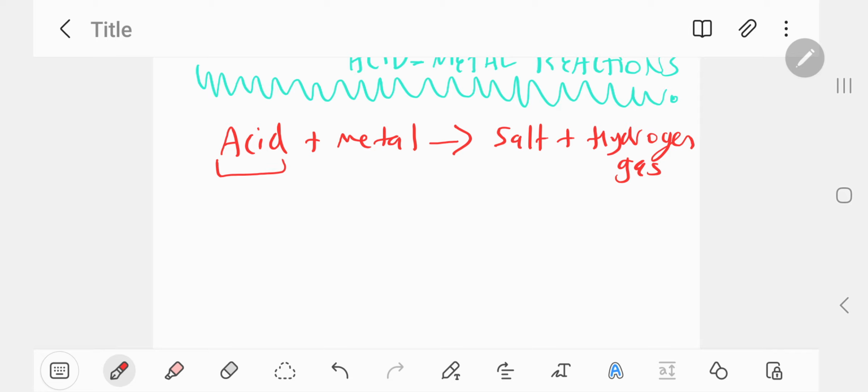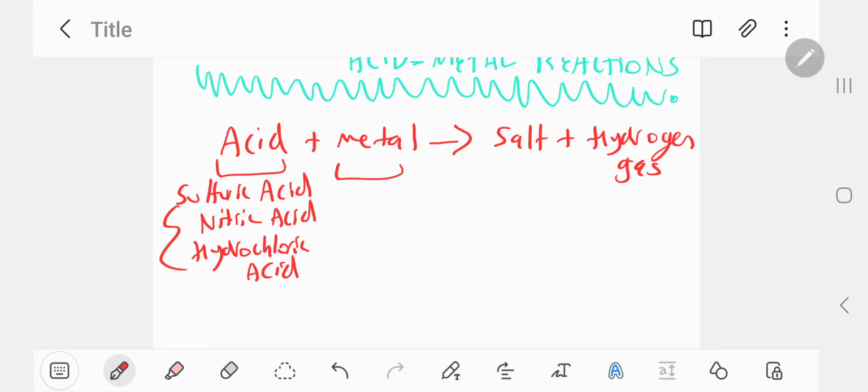So acids, as explored in neutralization reactions, common acids explored in Year 9 science are sulfuric acid, nitric acid, and hydrochloric acid. Metals, that's most of the periodic table. I'm not going to write them here. There's over 90 metals, things like sodium, iron, magnesium, calcium, and so on. All the alkali metals, alkaline earth metals, and transition metals on the periodic table are metals.